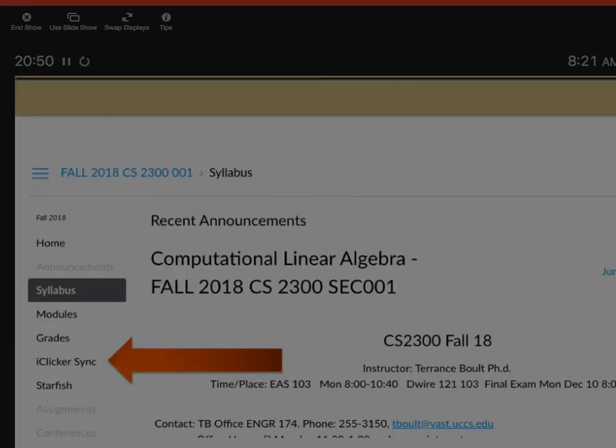To register it, inside of Canvas, there's a little button that says iClicker Sync. If you didn't see that before, it's because they didn't enable it until about 6:30 this morning. Now it's enabled. You click on that, it'll take you to the Reef polling. The class should be there. You can go ahead and register your iClicker.